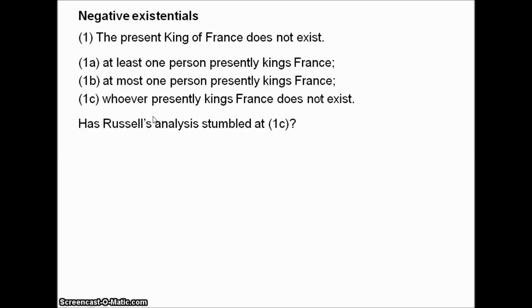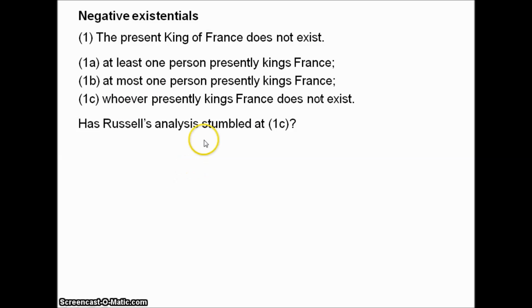Yet again, we seem to be caught up in this tangle of both asserting and denying the existence of something. If we're successfully denoting a person who presently kings France, they must in some sense exist, making 1C false. On the other hand, if nobody presently kings France, then we can't be denoting anything, so the statement seems meaningless. The original problem has not been solved, it's just pushed back a little. So, has Russell's analysis fallen here?